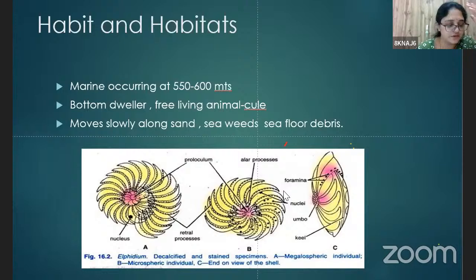Now, when it comes to the pseudopodia, they're long, slender, branching, and they form a network-like structure, which is known as the reticulopodia or the myxopodia. And this is used for both locomotion as well as food capture.